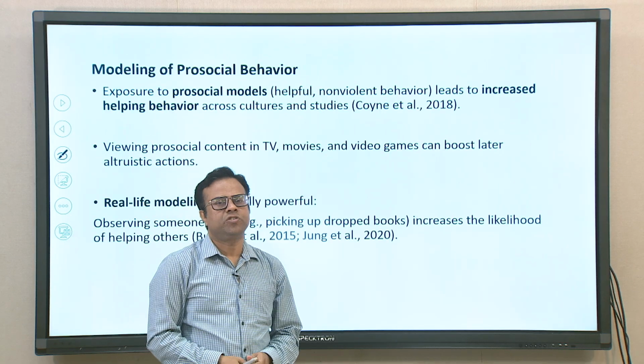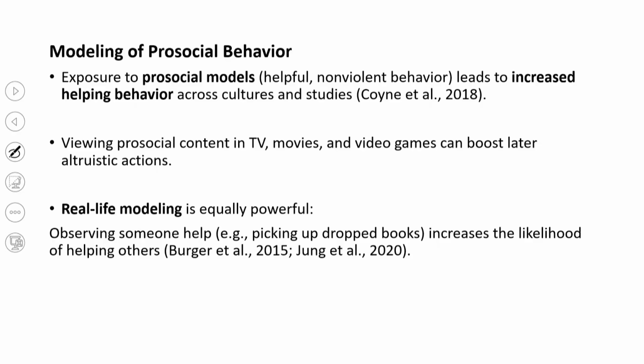Now, research shows that people also model good behavior, bad behavior also. So, let us see some of the evidences of modeling of pro-social behavior, means good behaviors, helping behaviors. Research shows exposure to pro-social models, like if you look at other people helping other people. So, that is a model, someone else is helping someone else and you are looking at that. So, someone helpful non-violent behavior leads to increased helping behavior across culture and studies.